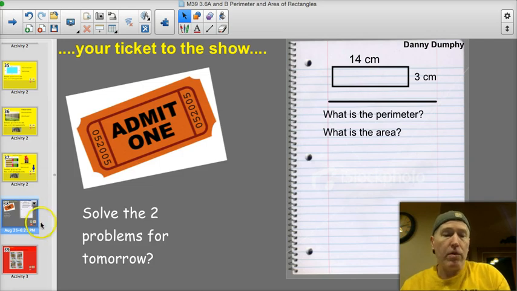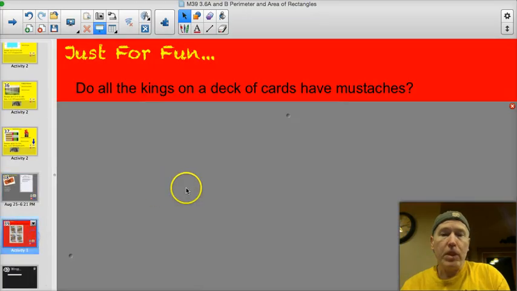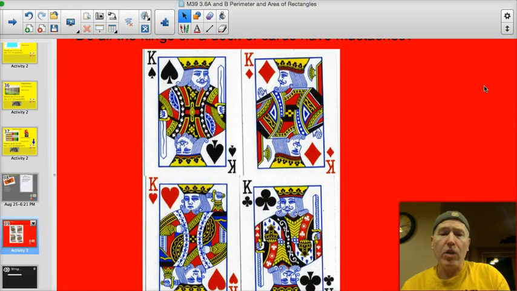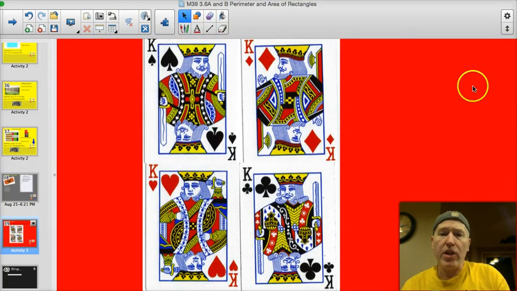And let's move on to our trivia question. Do all the kings on the deck of cards have mustaches? No, as a matter of fact, they don't. It's the Queen of Hearts that does not have a mustache. Most people know that the King of Hearts is sometimes called the Suicide King because it looks like he's stabbing himself in the head with his sword. However, many of them do not know that he does not have a mustache. It was some sort of a genetic thing. No, I'm just making that up.